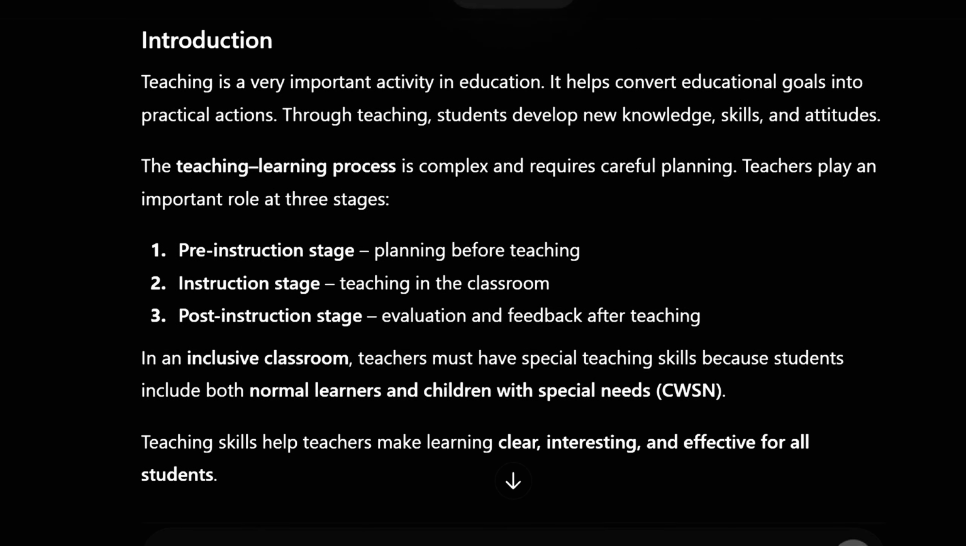In an inclusive classroom, teachers must have special teaching skills because students include both normal learners and children with special needs, DWSN. Teaching skills help teachers make learning clear, interesting, and effective for all students.